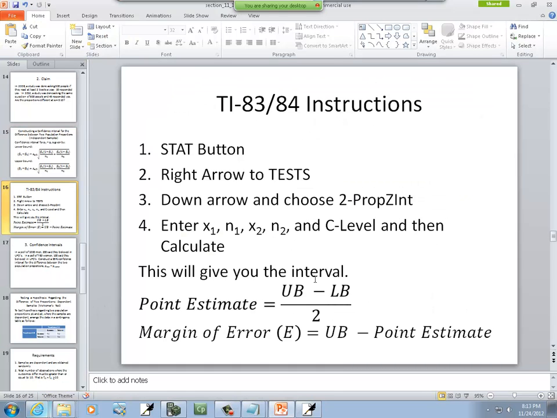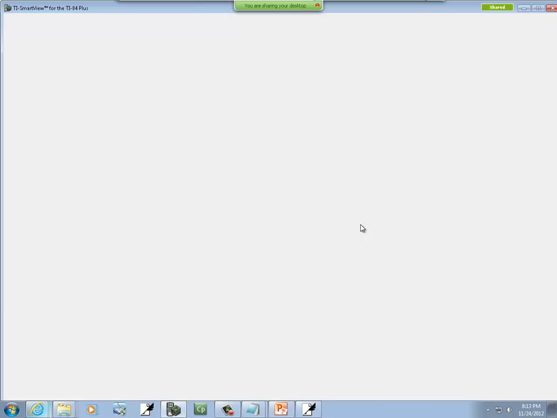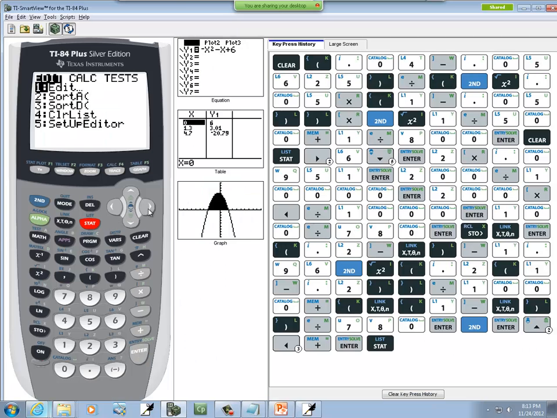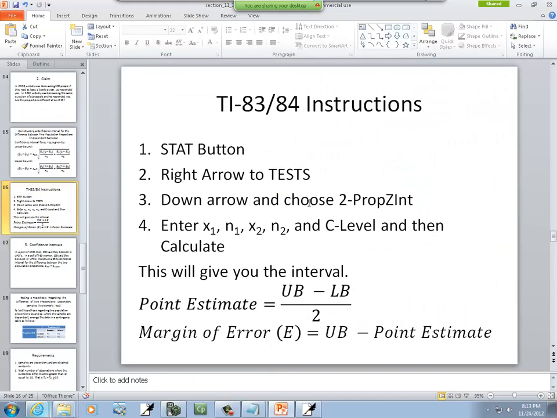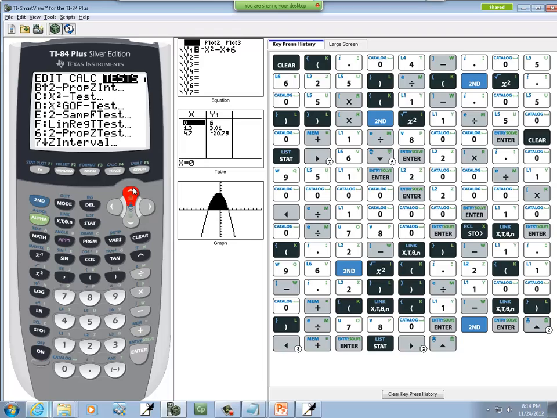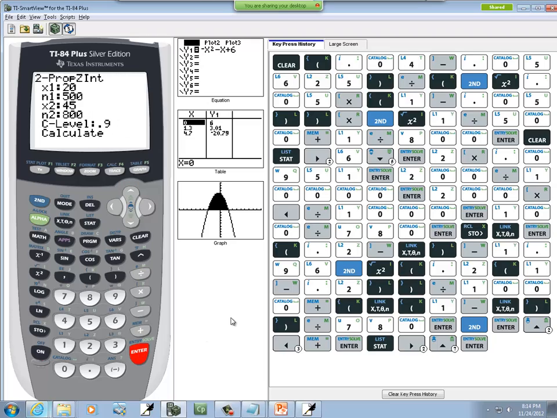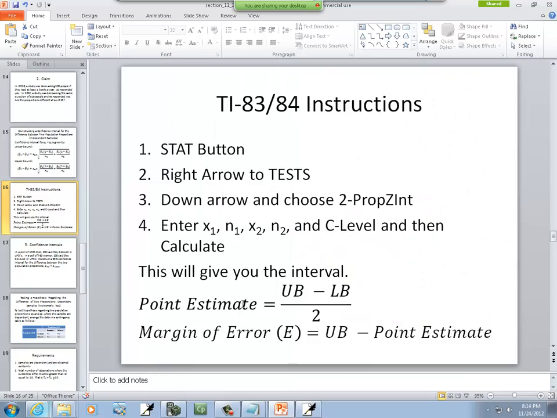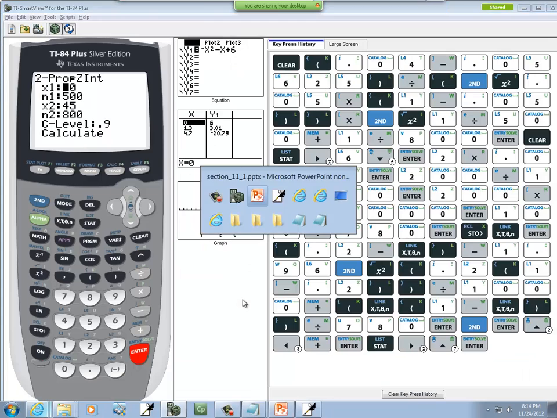Calculator is very easy. So we'll go to our Stat button, right arrow to test, and we want to down arrow and choose 2-PropZInt. I think it's next to B. You probably do an up arrow to find it faster. Okay, there's 2-PropZInt. Do enter on it. And we want x1.